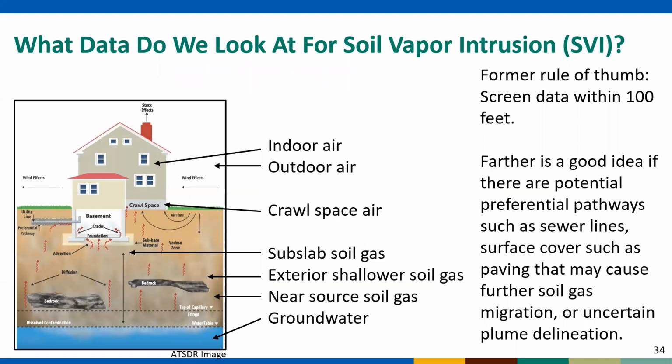And the other part is to look for all these types of data that are associated with vapor intrusion, as shown on the vapor intrusion image on this slide, which include indoor air, outdoor air, crawl space air, sub-slab soil gas, exterior shallower soil gas, and near surface source soil gas and groundwater. All these are important pieces of data in assessing this pathway.